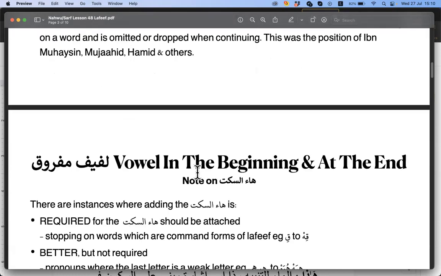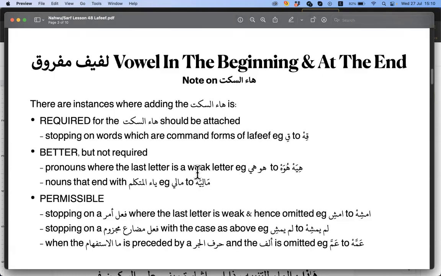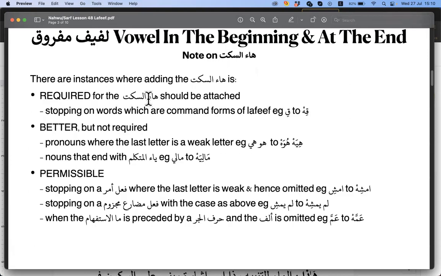But what we want to know is when will this ha come? When is it required? When it's better to be there, and when it is permissible to be there. So the first one is required, meaning wajib to be there. The ha sakat we're talking about is wajib to be there when you are stopping on words which are the command forms of lafif.